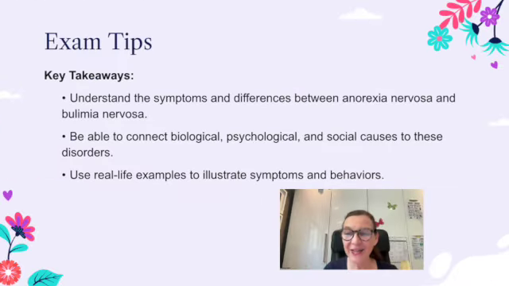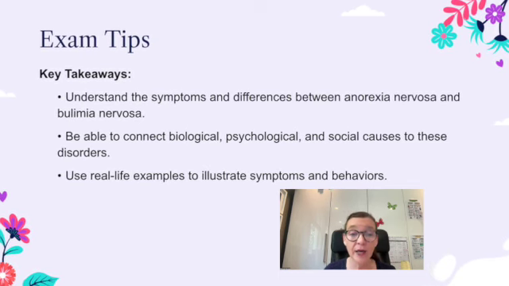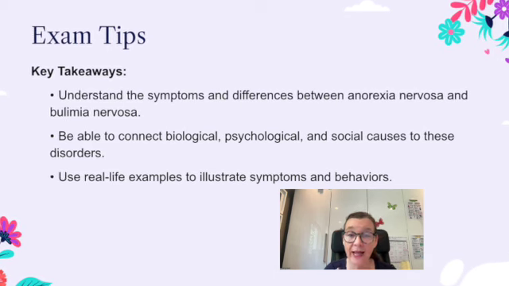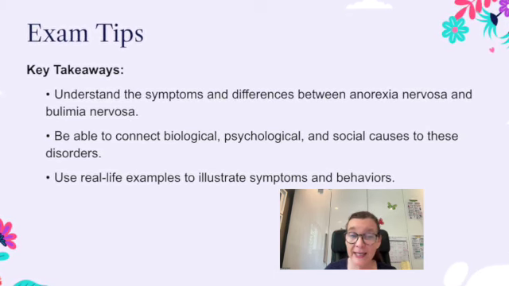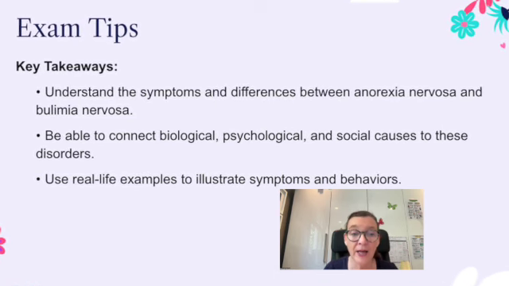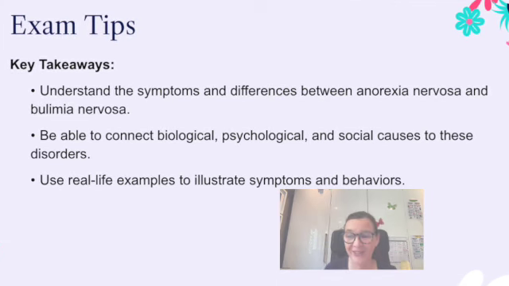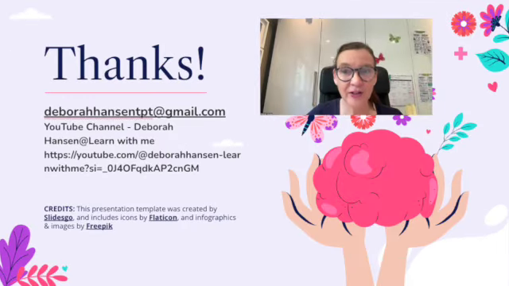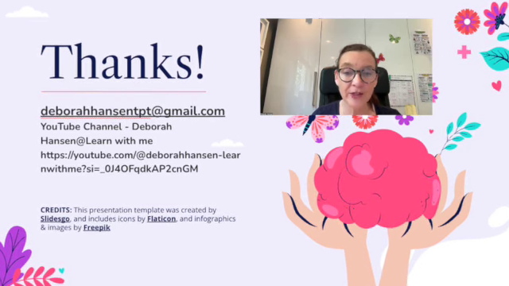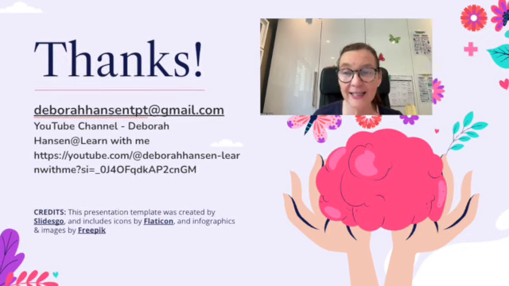Okay, so what are the key takeaways from this section of 5.4, and what do you need to know for the exam? You need to understand the symptoms and differences between anorexia nervosa and bulimia nervosa. You need to be able to connect biological, psychological, and social causes to these disorders, and you need to be able to use real-life examples to illustrate symptoms and behaviors. That's all the essential knowledge you need to answer CED question number 9 for 5.4, and the question was: describe the symptoms and possible causes of selected feeding and eating disorders.